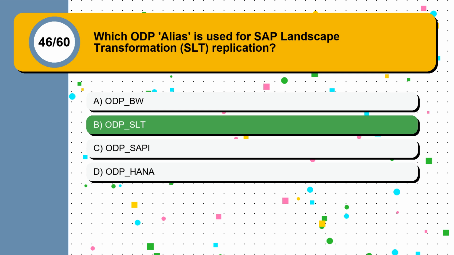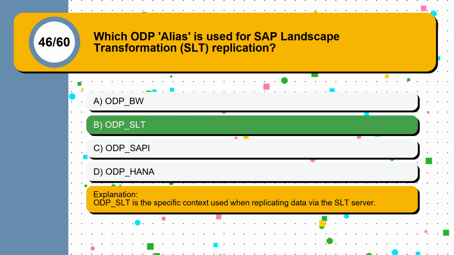The correct answer is option B, ODP_SLT. ODP_SLT is the specific context used when replicating data via the SLT server.